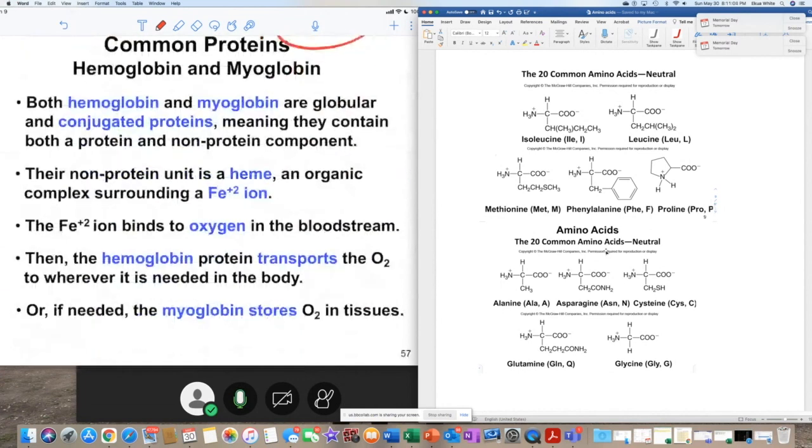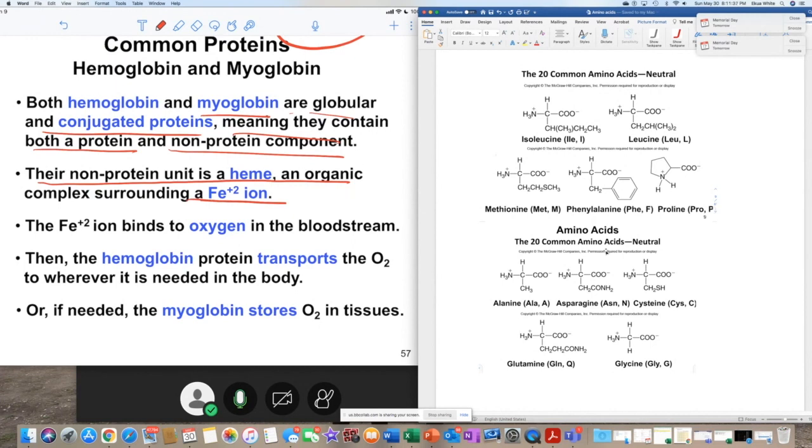So we're now going to be looking at hemoglobin and myoglobin. These are globular and conjugated proteins, meaning they contain both protein and non-protein components. The non-protein component of heme is an iron 2 ion. You know how if you suffer from a low blood count, they tell you, oh, you're anemic, you need to take some more iron. You're thinking, well, blood isn't technically iron.